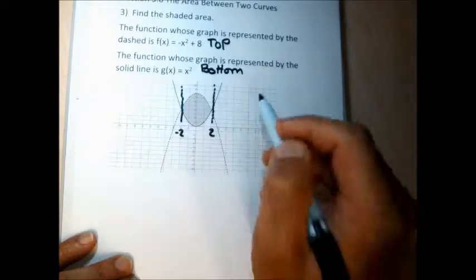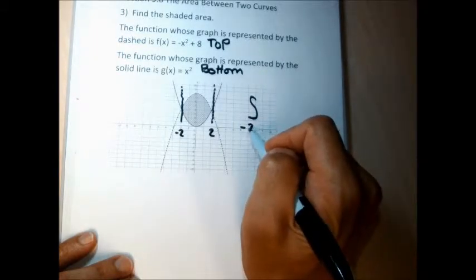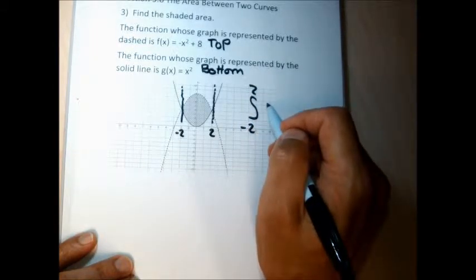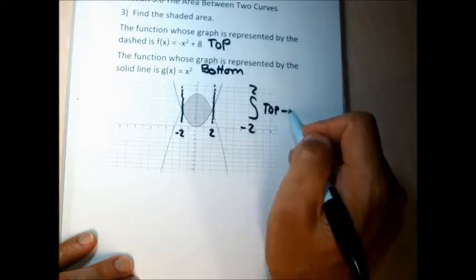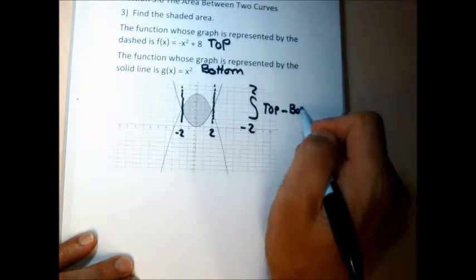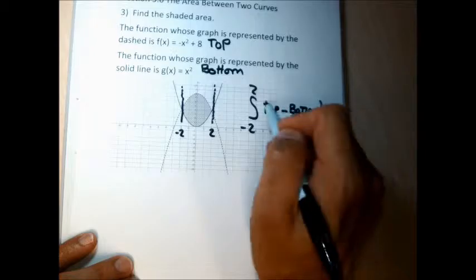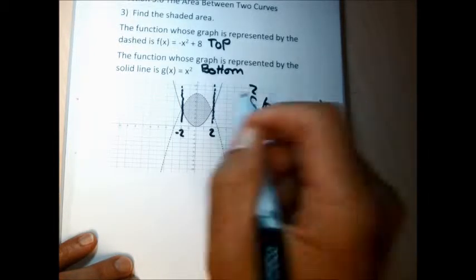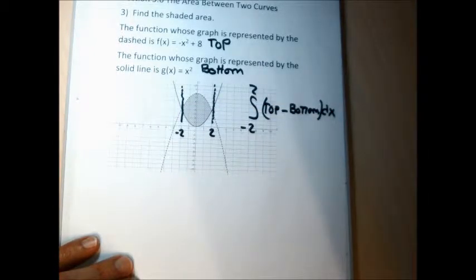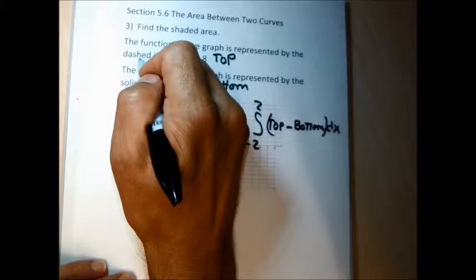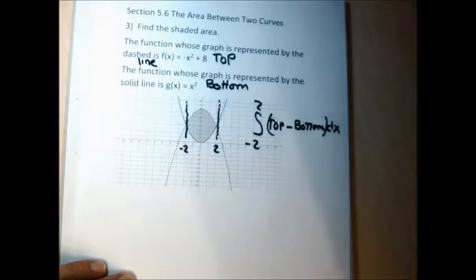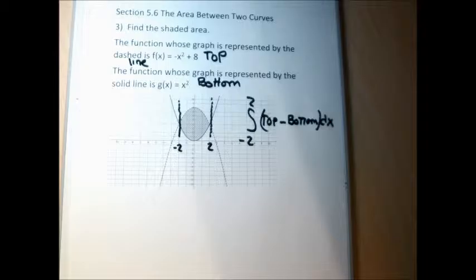So you're going to integrate from negative 2 to 2, the top function minus the bottom function, dx. And that will give you that shaded area, even though the picture is going to be a little bit different. And again, I have all these dashed lines that need to be added in there, but they're good enough the way they are.